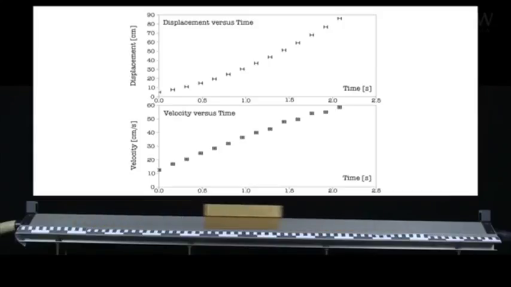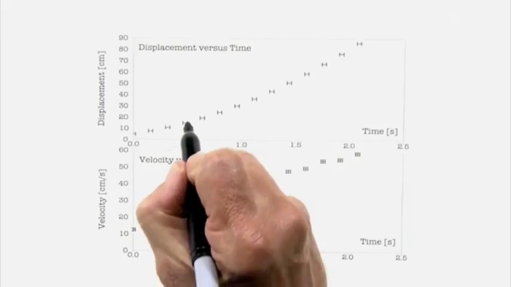Here's a simpler system in the lab. Once again, we have a slider on an air track, but this time there's a gentle slope. Again, we plot displacement versus time. Using the technique we used last week, we can plot velocity versus time as well.